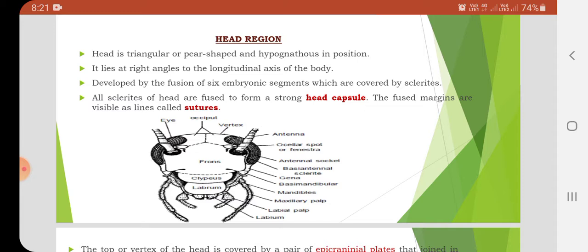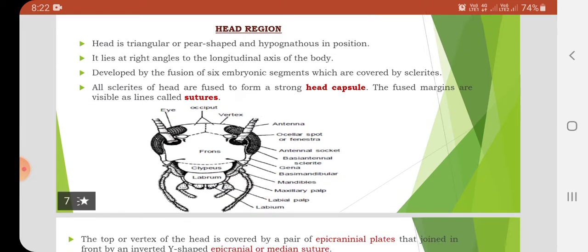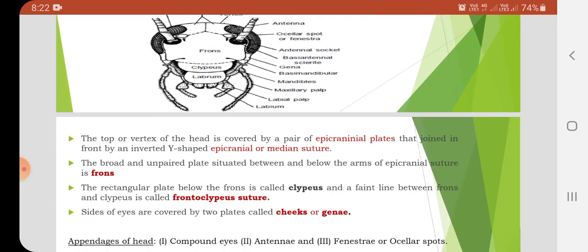The broad unpaired plate situated below the arms of the epicranial suture is called the frons. Below the frons is a broad rectangular plate known as the clypeus. There is a faint line, the frontoclypeal suture, between the frons and the clypeus. The two sides of the eyes are covered by two plates termed cheek or gena. The gena lies below the eyes.